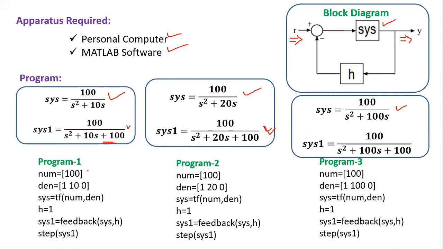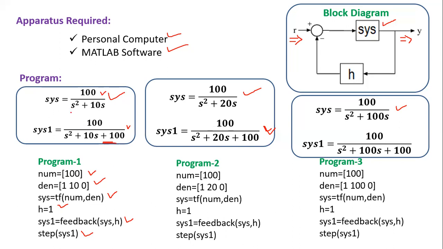First, we need to specify the numerator and denominator of the open loop transfer function. Once we know the numerator and denominator, we frame the open loop transfer function. For that, we give a unity feedback, and the combination will give the closed loop transfer function. For the closed loop transfer function, we apply a step signal as input and analyze the output characteristics. In the numerator, we have a constant 100. We are not having any s terms, so directly 100 we are placing.